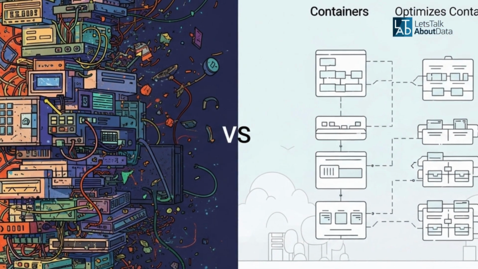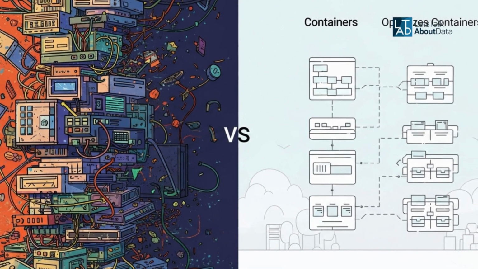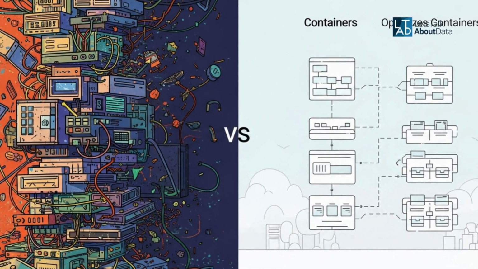Let's start with consistency and reproducibility. In AI workflows, reproducibility isn't optional, it's essential. You need to ensure that an experiment run today can be replicated next week by someone else on different infrastructure. That only happens with standardized environments.